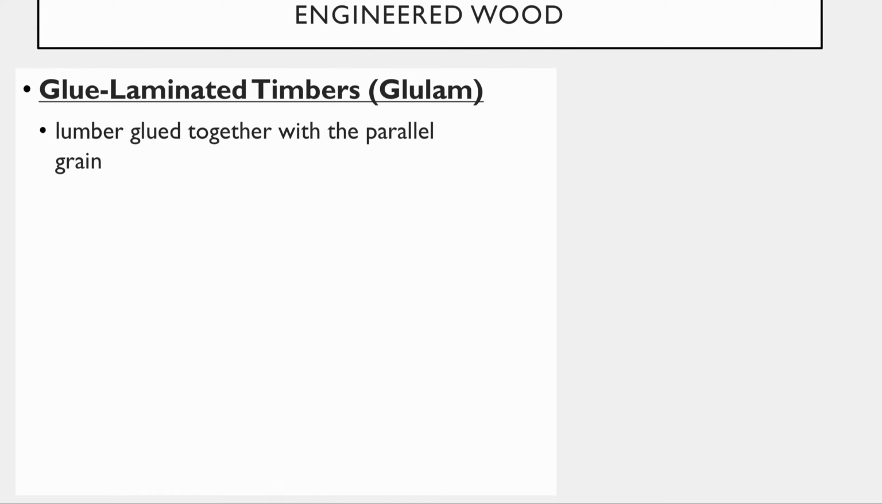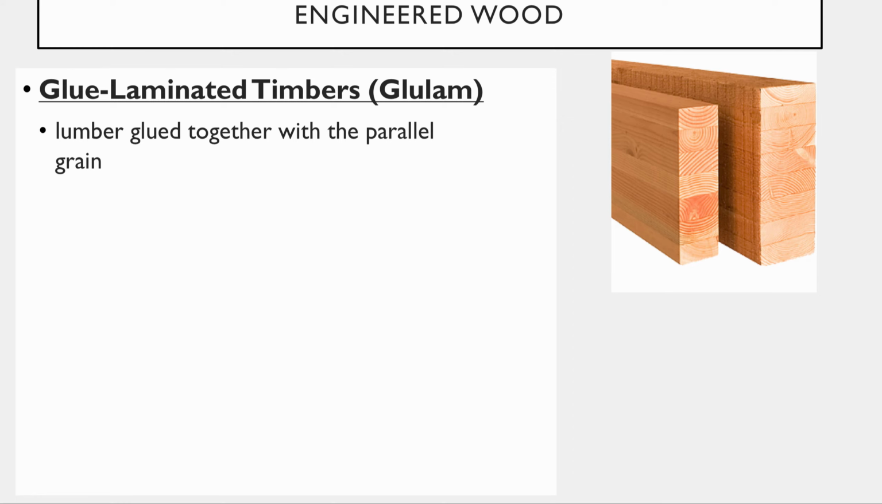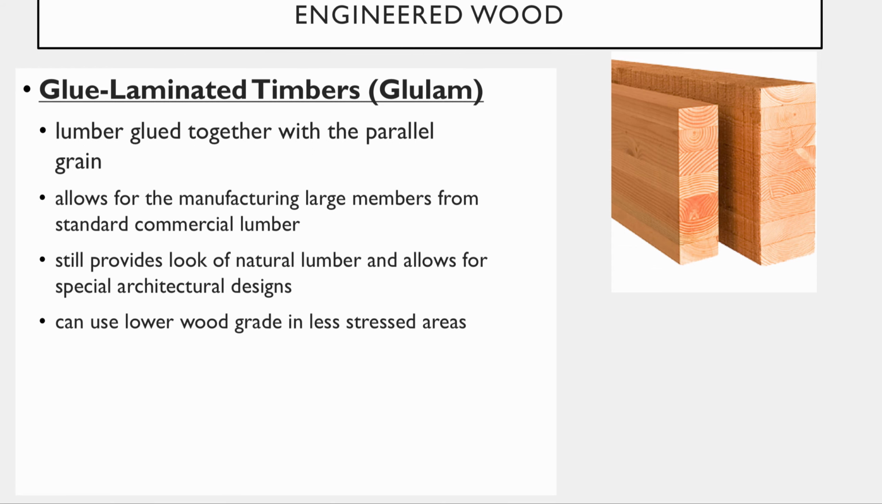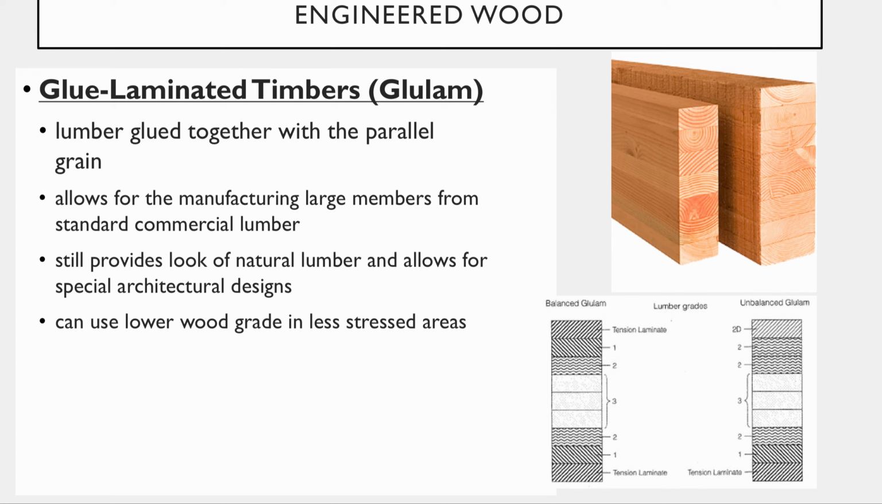And then the final, most common engineered lumber that's been around for a very long time, which is our glue laminated timbers or glulam beams. And this is literally taking a 2x4 or a 2x6 and just gluing them up to make something bigger. I'd be surprised if everyone hasn't seen one of these somewhere. They're beautiful, and that's one of the advantages for them because you can make very large members that look relatively natural and allow for really special architectural designs, but you're not using big trees to do it. And the nice thing is you can actually use your cheaper wood in lower stressed areas.